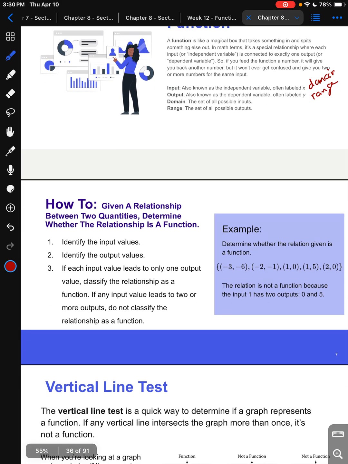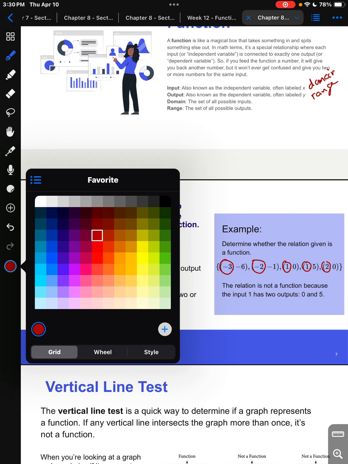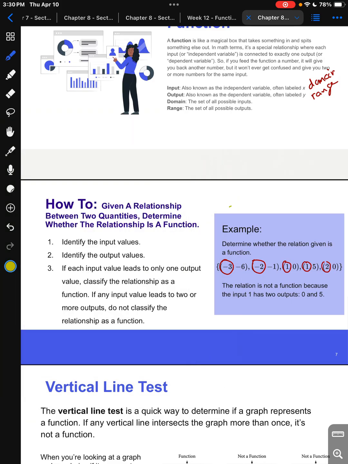So here's an example. Identify the input values. If we look at all the input values, they're going to be all your x values. This is 1, this is 1, this is 1. So those are your input values. The output values are your y values. These are your output values.